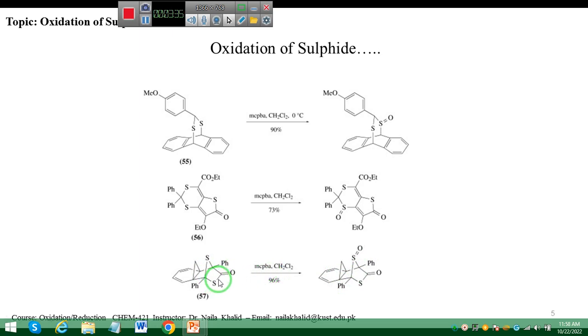This sulfur, which is in direct contact with the electron withdrawing group, is inactive. It will not be oxidized. Only this sulfur, which is sterically less hindered and also away from the carbonyl group, is easily oxidized and gives you sulfoxide.